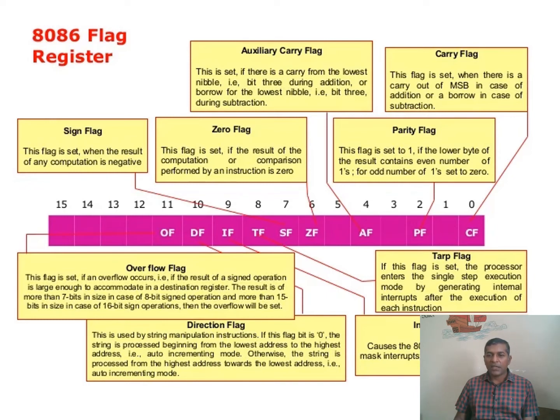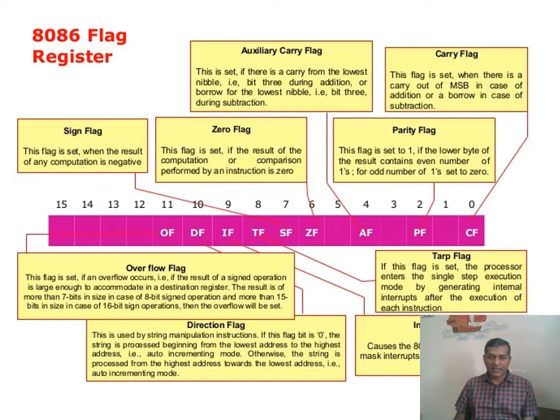If an odd number of ones are there, it will be set to 0. Then the next is the auxiliary carry flag. In the auxiliary carry flag, if the lower nibble generates a carry to the upper nibble, then the auxiliary carry flag will be set. Otherwise it will be reset, it will be 0.